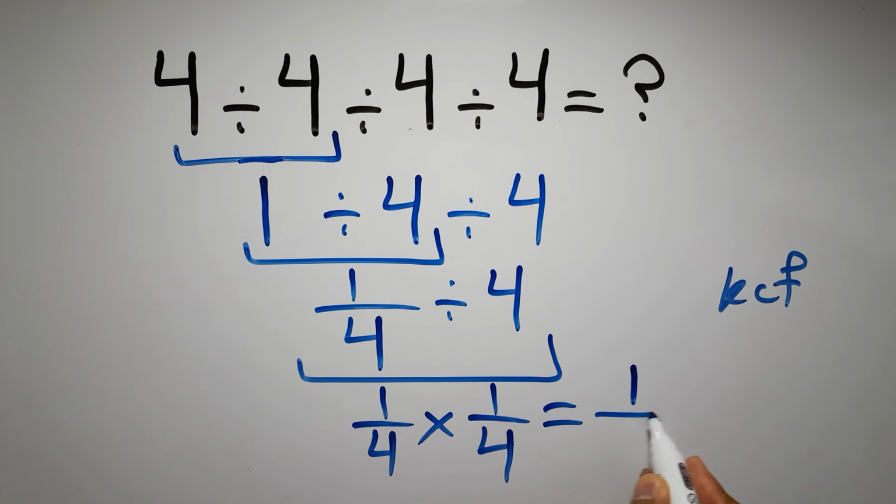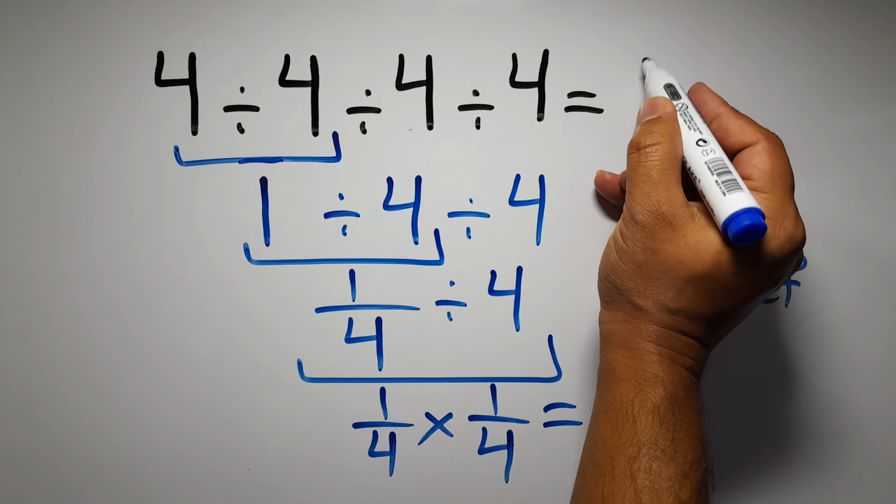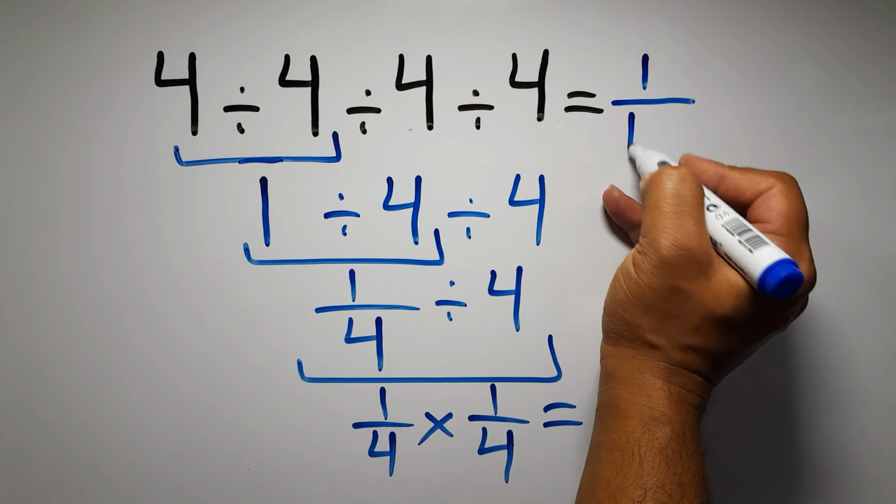So 1 over 4 times 4, which equals 16. And this is our final answer to this problem. The correct answer is 1 over 16.